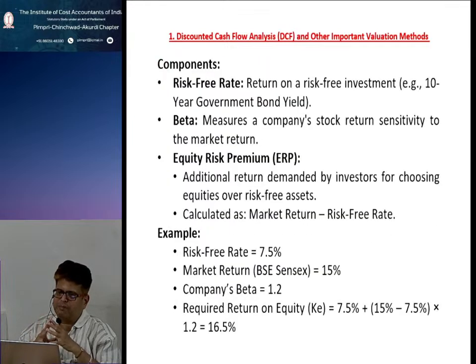Now the components of this CAPM formula. The risk-free rate is the return on a risk-free investment, for example 10-year government bond yield. Beta measures a company's stock return sensitivity to the market return. Equity risk premium, that is ERP, is the additional return demanded by investors for choosing equities over risk-free assets, and it is calculated as market return minus risk-free rate. For example, risk-free rate is equal to 7.5% and market return, let's say BSE Sensex-wise, is 15%. The company's beta is equal to 1.2. Then the required rate of return on equity, that is KE, is equal to 7.5% plus (15% minus 7.5%) into 1.2, which is equal to 16.5%.